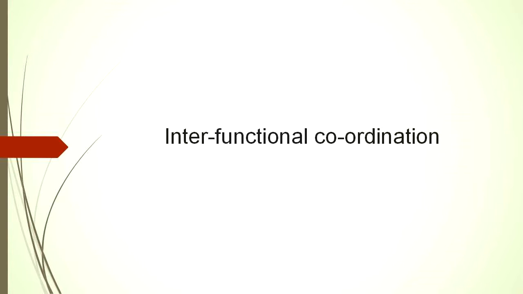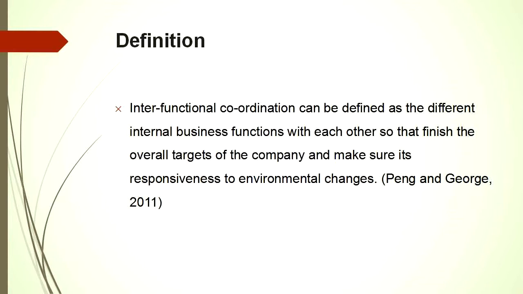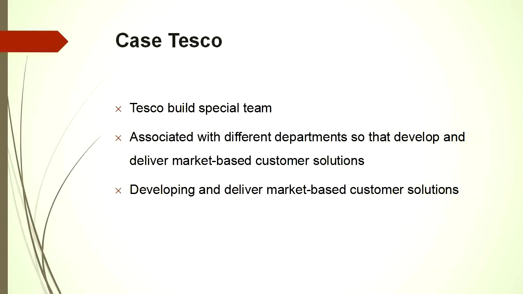And the third part is interfunctional coordination. Interfunctional coordination can be defined as the different internal business functions working with each other to finish the overall targets of the company and make sure of its responsiveness to environmental changes. Tesco has a dedicated team approach to develop and deliver customer solutions based on the market. They work together, with mutual support for customer service.